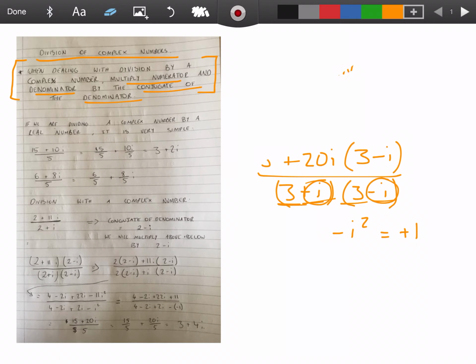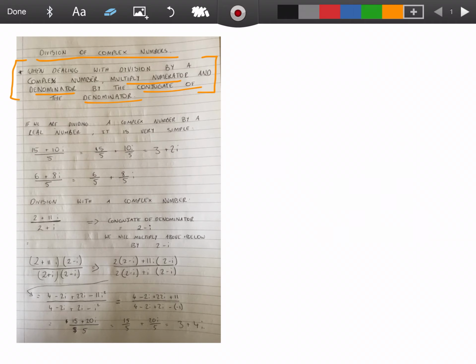To look at a specific part then, if we have a real number, this is the easier part, as I said. If we're dividing a complex number by a real number, it's very simple. All we do is split it up. We take the real part, we take the imaginary part, and we divide each of those by the denominator. Usually it'll be given to you when the number divides evenly. So the example I've given you there, 15 plus 10i over 5, you just divide each part by 5, and you end up with a nice simple answer like that. If that doesn't work out and you get an unusual number at the bottom, that's fine. You can just leave it as a fraction.